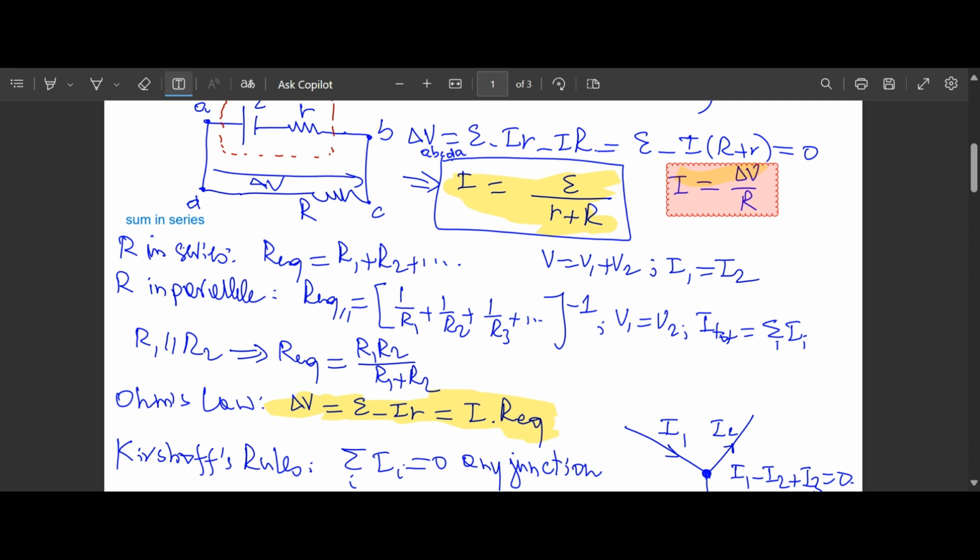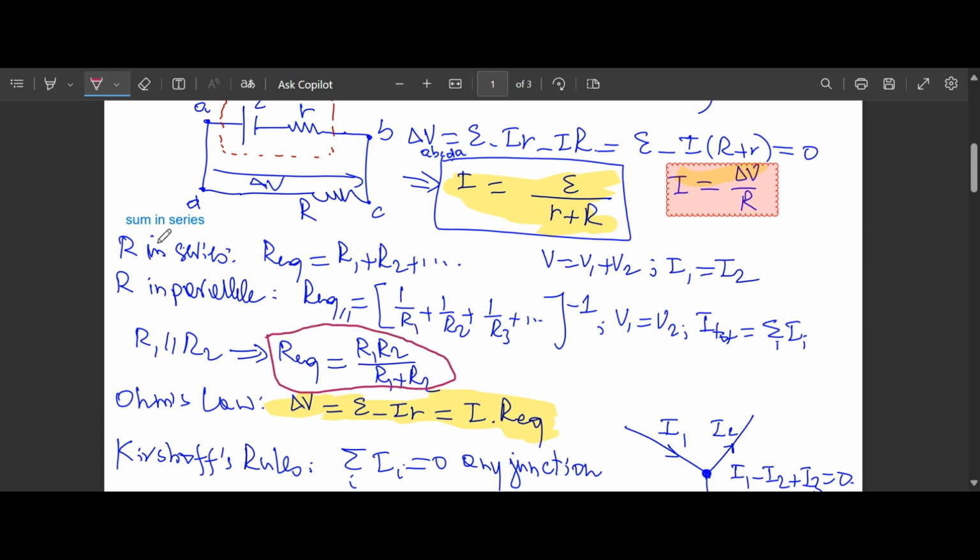Okay, my dear. So resistors in series: the equivalent will be the sum, right? And resistors in parallel: R equivalent parallel, sum the 1 over R, but please make it power minus 1. Do not forget that. If there are only two, just use product over sum. This is for the parallel.